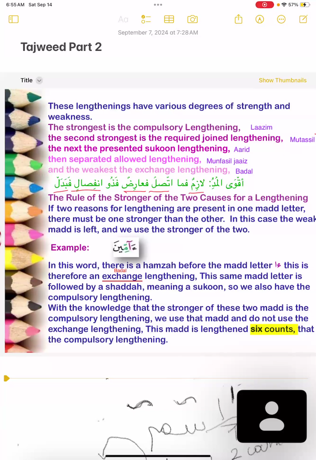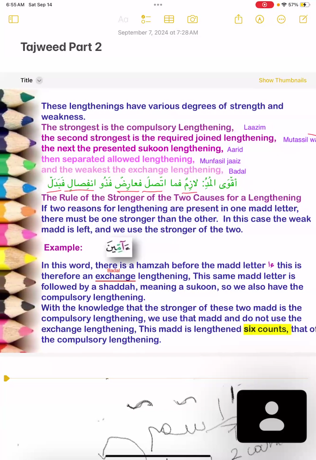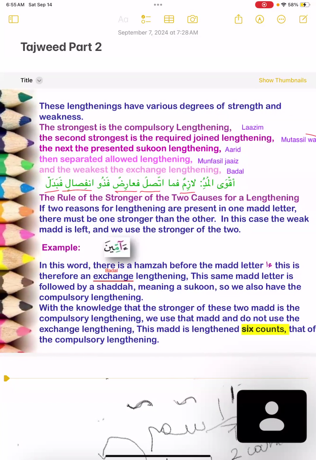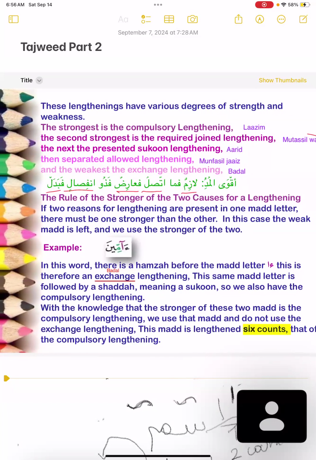After mad lazim, the next strongest is mad muttasil. Okay, remember mad muttasil? It has to do with a mad letter followed by a hamza in a word, right? Muttasil means in that word you have both the mad letter and the hamza coming immediately after the mad letter. So that is mad muttasil. So this is the second strongest. So this will be given the second highest priority.